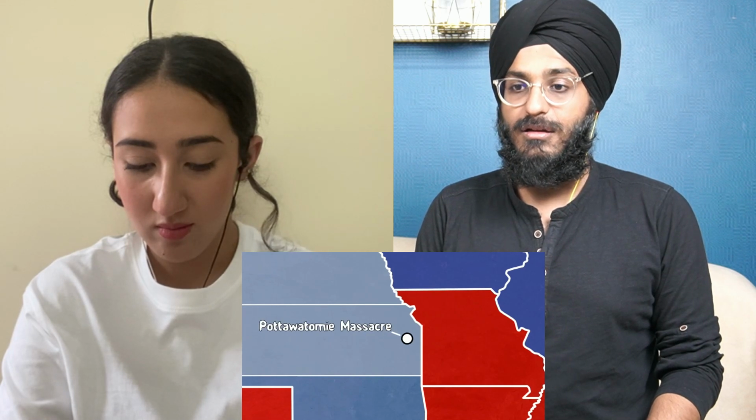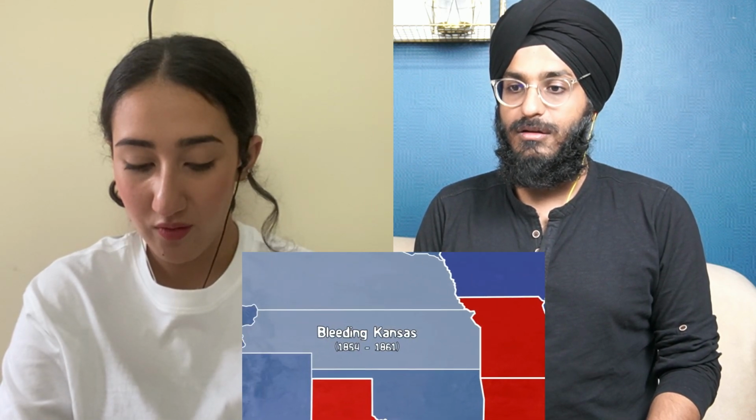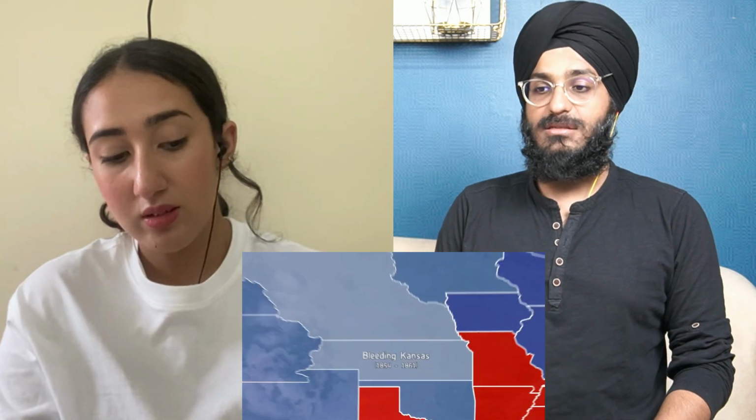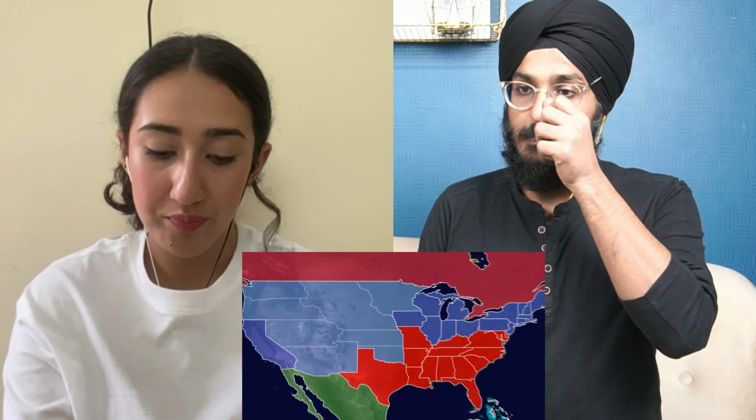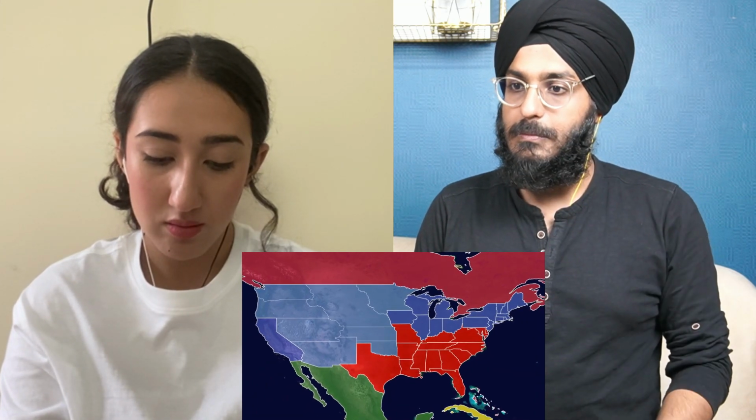One night, in revenge for an earlier raid by pro-slavery forces, he and his sons killed a number of pro-slavery settlers in the territory, helping to kickstart years of violence known as Bleeding Kansas. Kansas and Nebraska both eventually voted in favor of outlawing slavery. But from here, the tension began to grow at a rapid pace.